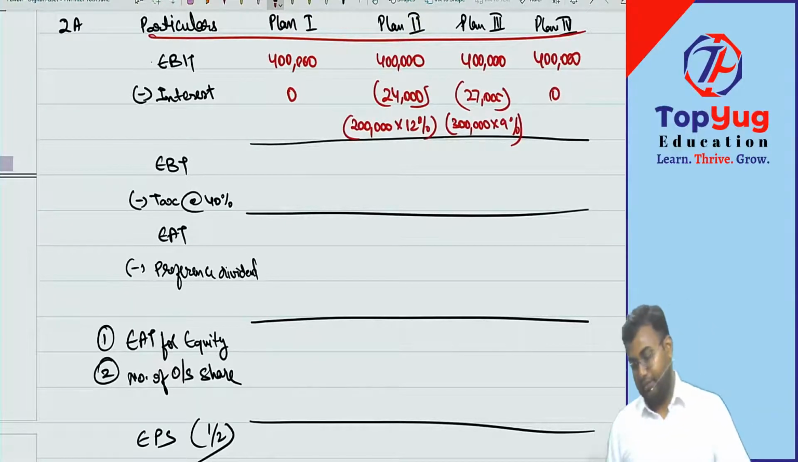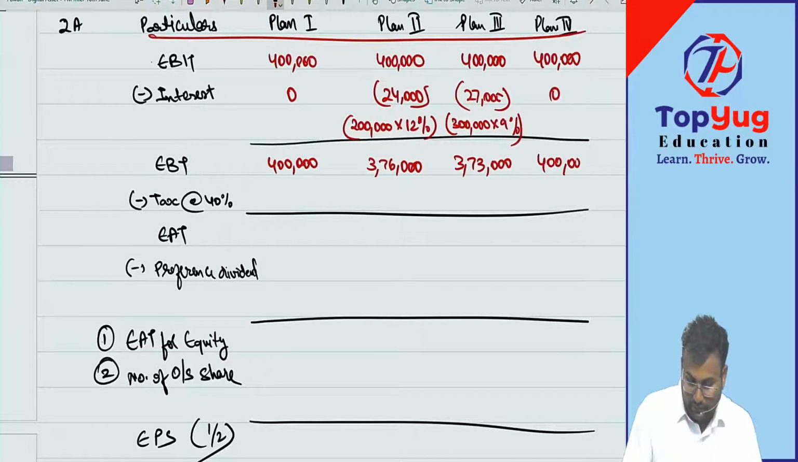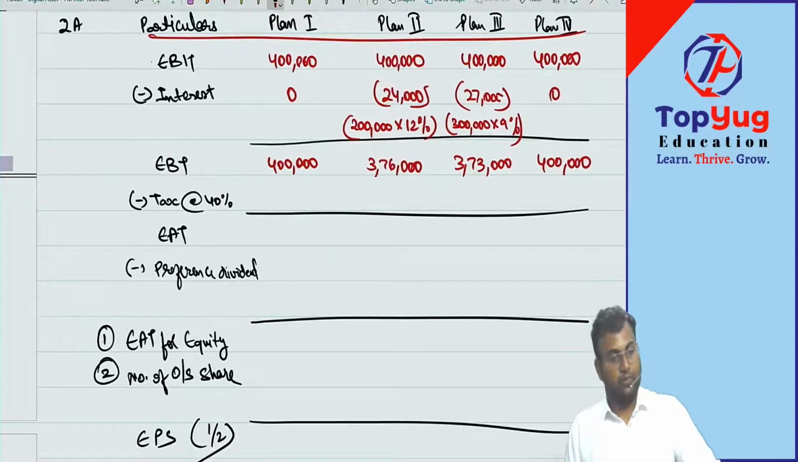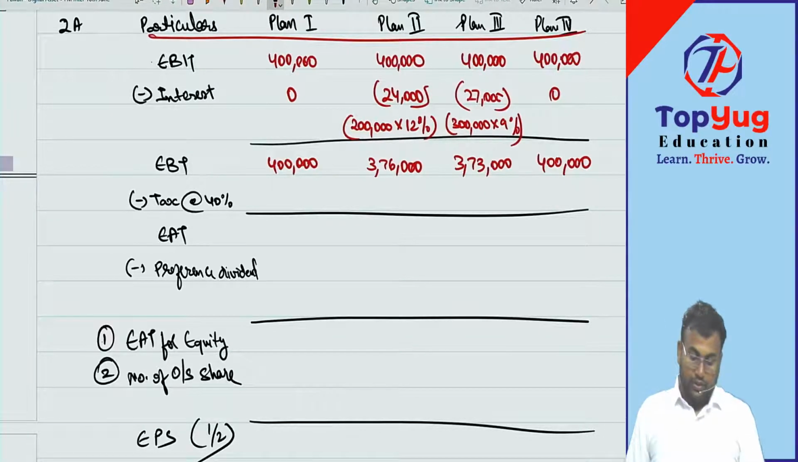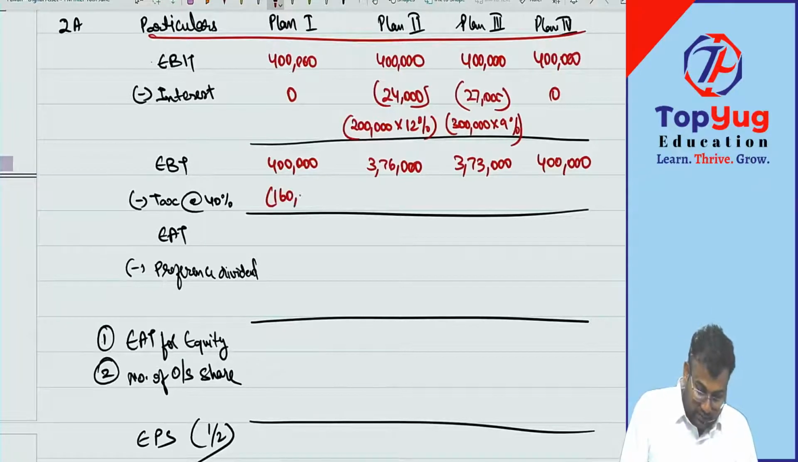Again 0 here. So how much would be my EBT? 4 lakhs, 3 lakh. Again here, done. 10% tax is 40,000. 40,000 into 4, 1 lakh 60,000 tax.